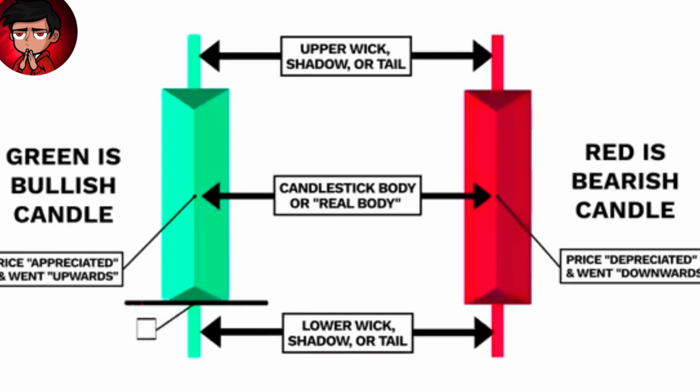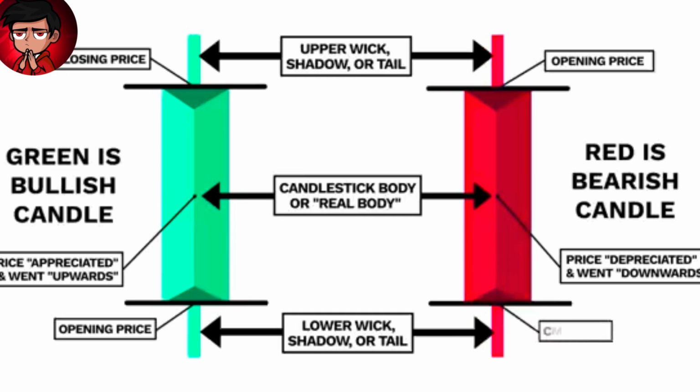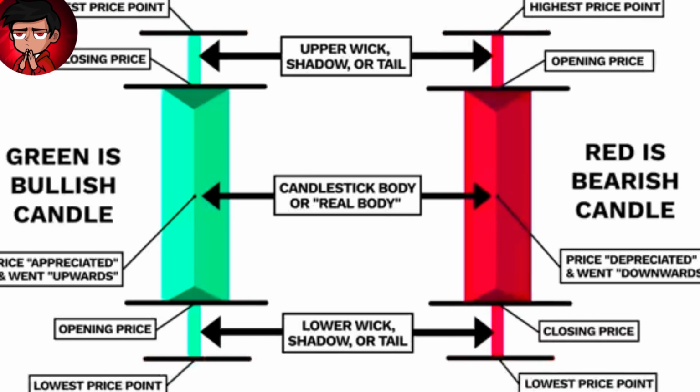For green candlesticks, the opening price is at the bottom of the candlestick body, and then the close price is at the top of the candlestick body. For red candlesticks, the opening price is at the top of the candlestick body, and the closing price is at the bottom of the candlestick body. The wick ends at the top represent the highest price point of the time period. The wick ends at the bottom represent the lowest price point for the time period.